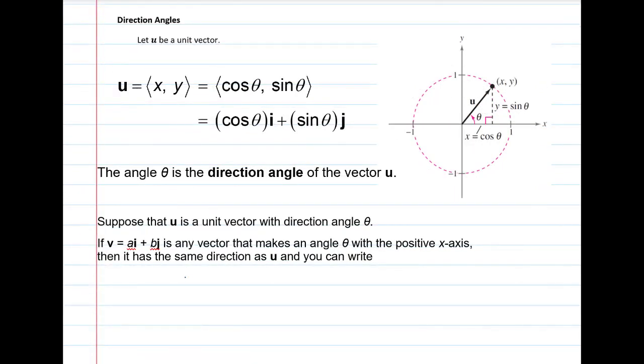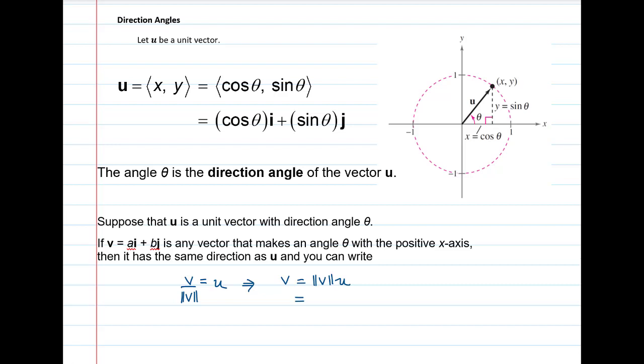Now, what happens when the vector is not a unit vector? So let's assume v is just a vector equal to ai plus bj, and it makes an angle theta with the positive x-axis. Then it has the same direction as u. Remember how we've seen how to scale any vector so that it has magnitude 1. In other words, come up with a unit vector that has the same direction. I can take that vector v and divide it by its own magnitude. Again, I get a unit vector, and let's say that's u here, and use the representation that I have above with my direction angle.